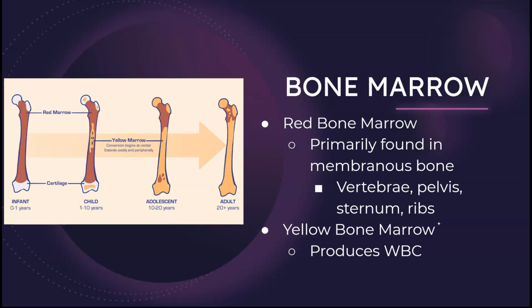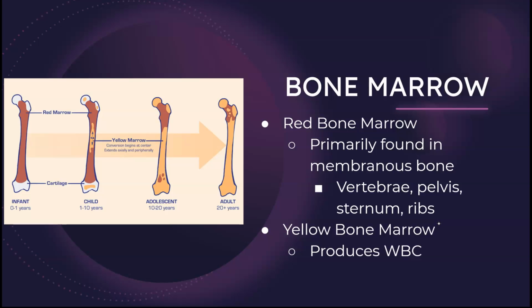Red bone marrow is primarily in your membranous bones, your vertebrae, pelvis, sternum, and ribs, whereas your yellow bone marrow is what produces your white blood cells. And a lot of you have both red and yellow bone marrow in your long bones. So, for example, your tibia, fibulas, femurs, etc.